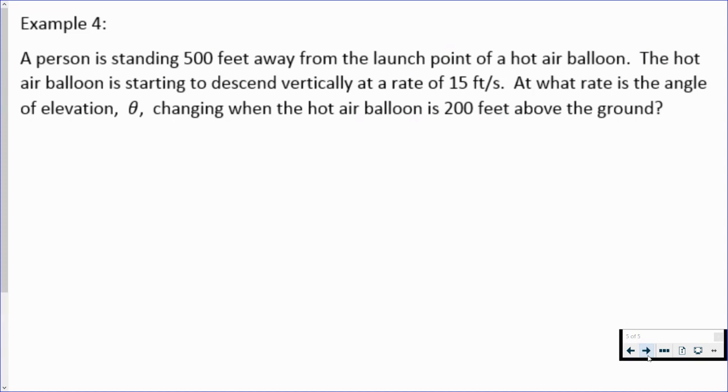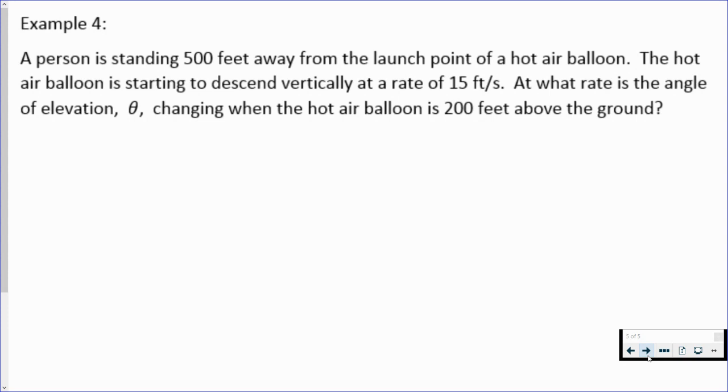A person is standing 500 feet away from the launch point of a hot air balloon. The hot air balloon is starting to descend vertically at a rate of 15 feet per second. And we are, of course, pretending that we are in a perfect world where they're going to descend exactly straight down to that point and not deviate from that at all. At what rate is the angle of elevation theta changing when the hot air balloon is 200 feet above the ground?